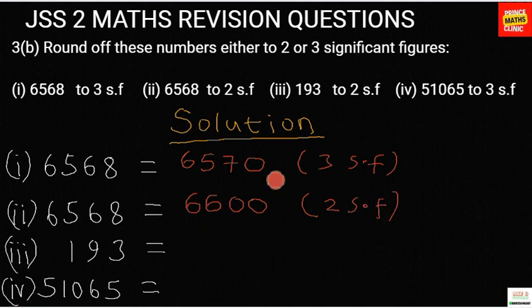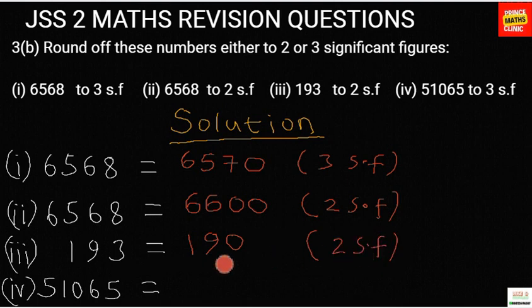So the next one says we should write it in 2 significant figures. So that is 1, the first significant figure, 9, which is the second one. Then the number after 9, unfortunately, is not up to 5. So we round it down. This becomes 0. So this is 2 significant figures.